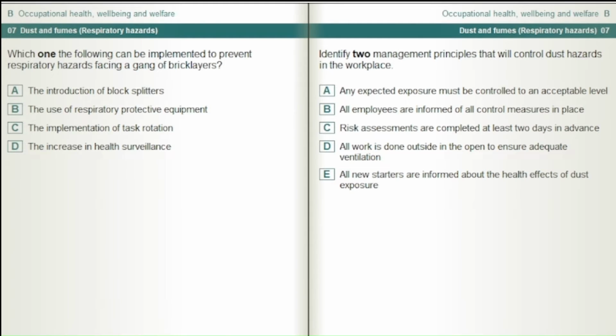Identify 2 management principles that will control dust hazards in the workplace. Any expected exposure must be controlled to an acceptable level. All employees are informed of all control measures in place. Risk assessments are completed at least 2 days in advance. All work is done outside in the open to ensure adequate ventilation. All new starters are informed about the health effects of dust exposure.